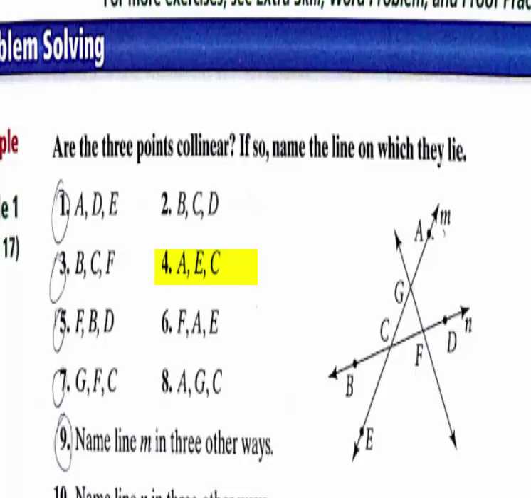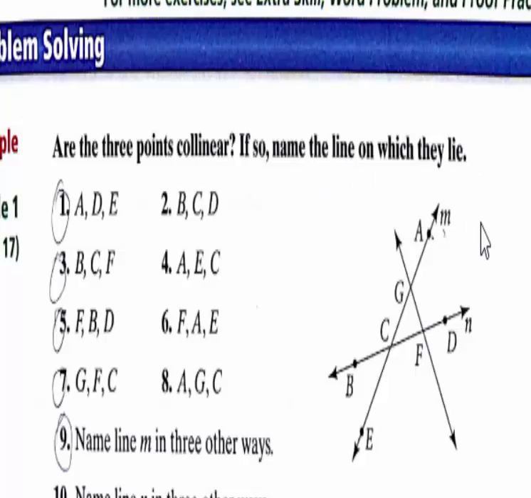What it says is, are the 3 points that are given, in this case A, E, and C, collinear? Well, we look at point A, we look at point C, and we look at point E. Are they on the same line? Yes, they are on the same line. And the line can be named. The next part says, name the line on which they lie.